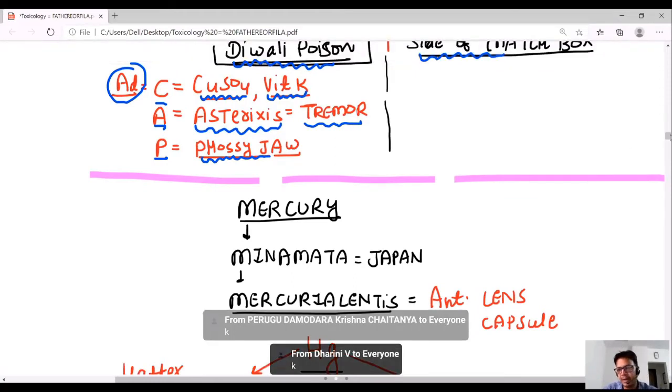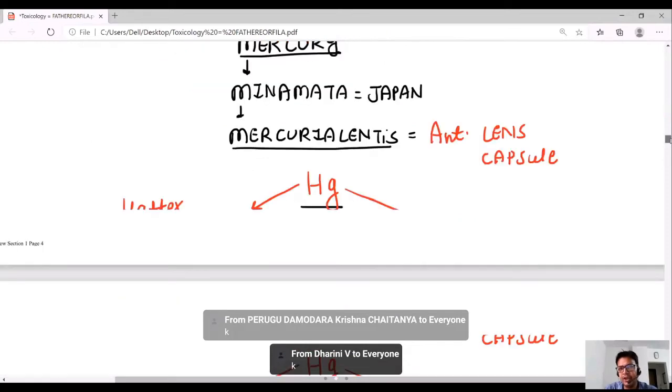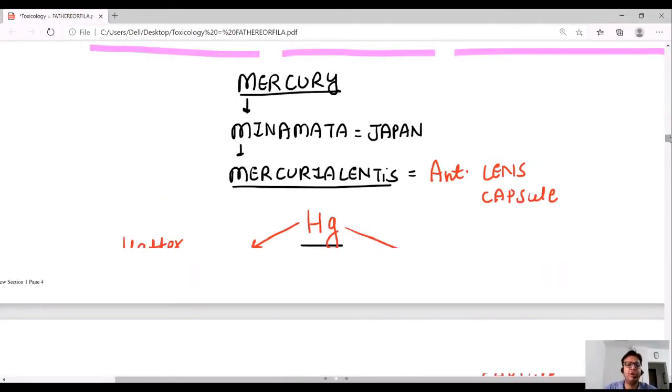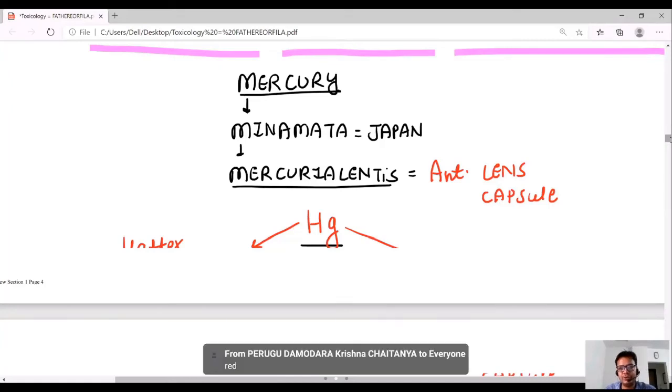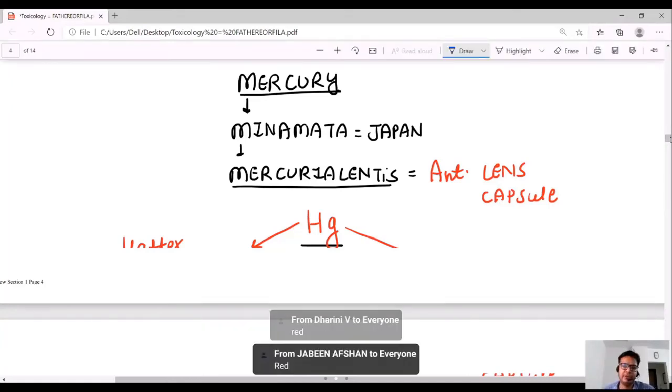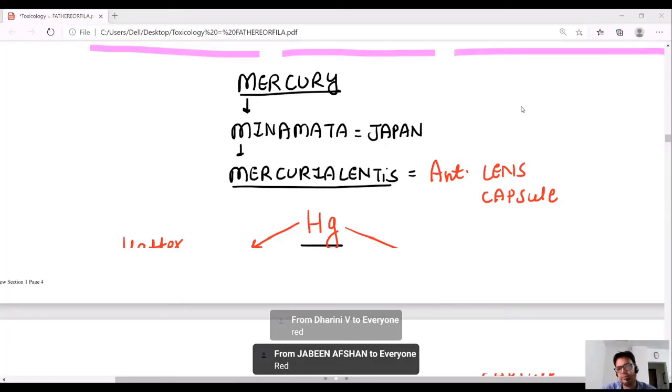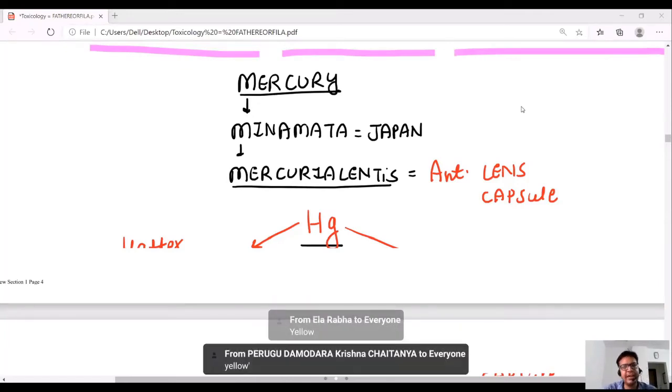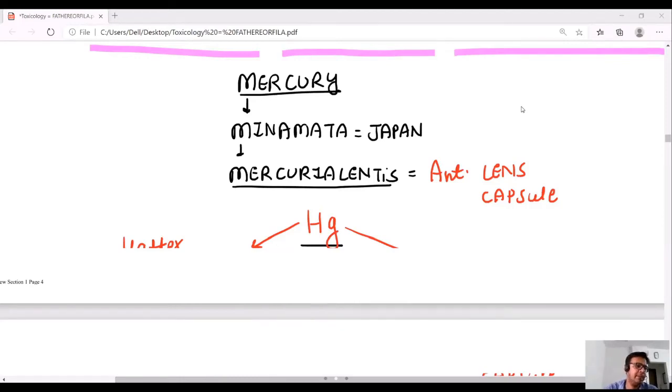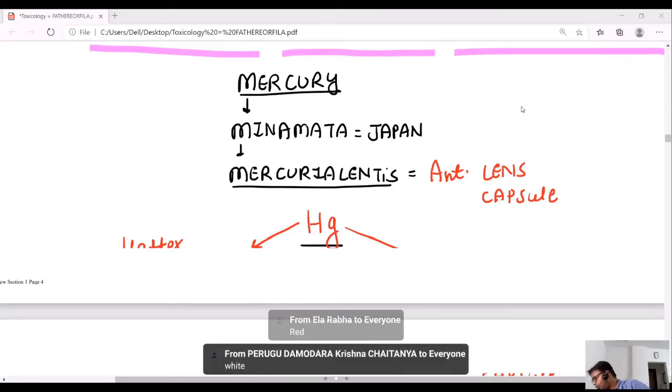Yes, vitamin K. Absolutely right, friends. Which phosphorus is used on the side of the matchbox? Red phosphorus. White plus red phosphorus is known as yellow phosphorus. Which phosphorus is a Diwali poison? White phosphorus. What is the fatal dose of phosphorus in milligram? 60 to 120 milligram. Garlic smell is seen in phosphorus poisoning.